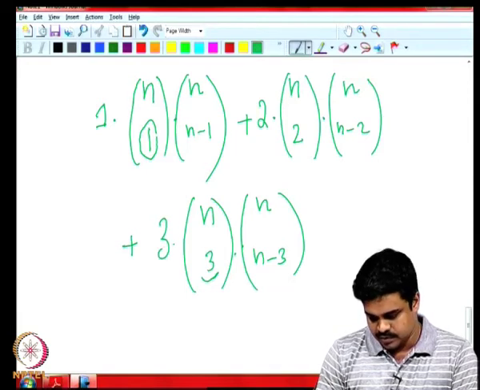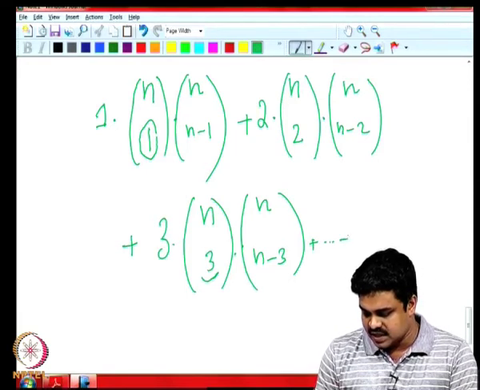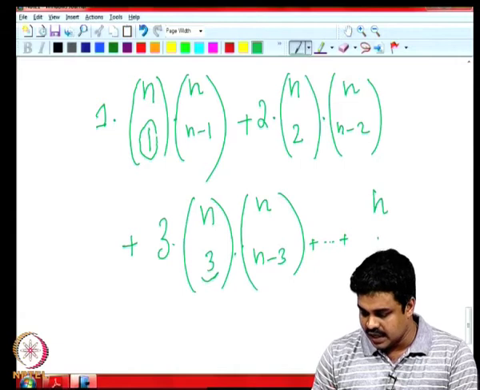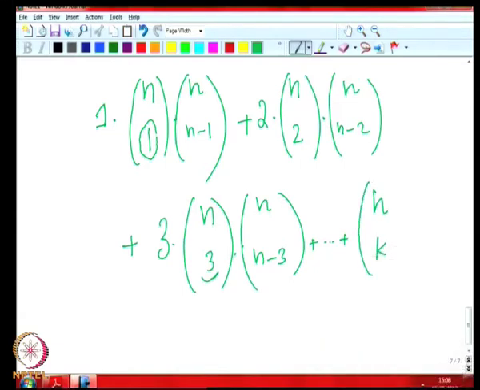Like that, in the general case, when we select k female members from the n possible, it is in n choose k ways, and the remaining n minus k committee members should be male, so we can select them in n choose n minus k ways. Now, because there are k females here, we can make any of them the chair, so there are k possibilities to decide the chair, so k into n choose k into n choose n minus k.